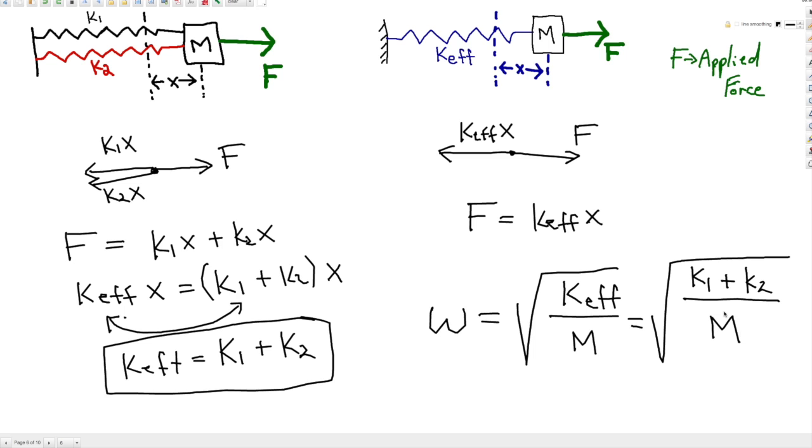Okay, so here's the angular frequency for the case where we have two springs with spring constants K1 and K2 in parallel with one another.